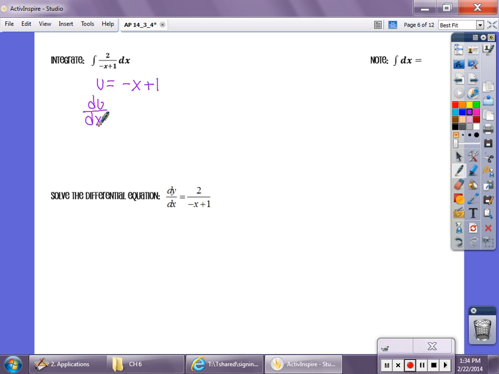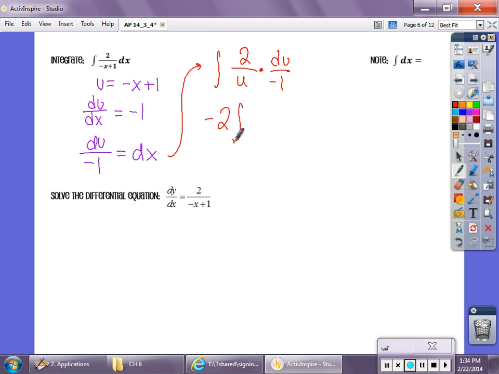And let's take a look. The derivative of that would be -1. Solve for dx. And I'm going straight through so that you can see why it works. Right now you might still be confused as to why this is a substitution problem. So coming up here, I have the integral of 2 over u times dx, which is du divided by -1. So there's just a lot of things in the way that are constant. So I'm going to take the 2 and the divided by -1 in front of the integral to get it out of my way. And then you're left with this guy.